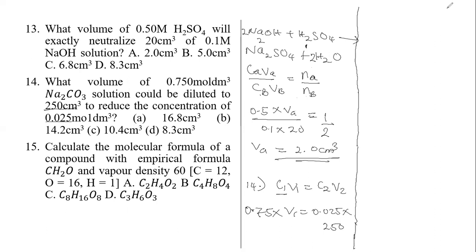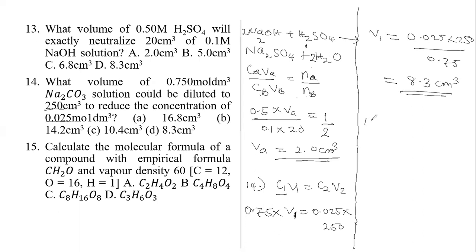So therefore, we have V1 to be 0.025 times 250, divided by 0.75. And if you press your calculator, you find out that the correct answer is 8.3 centimeter cube.